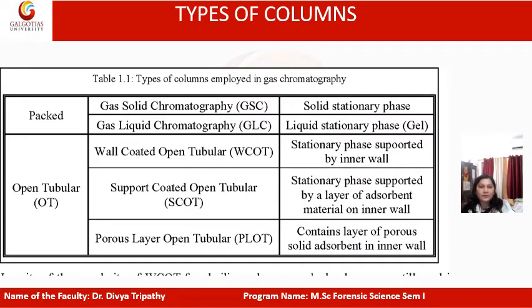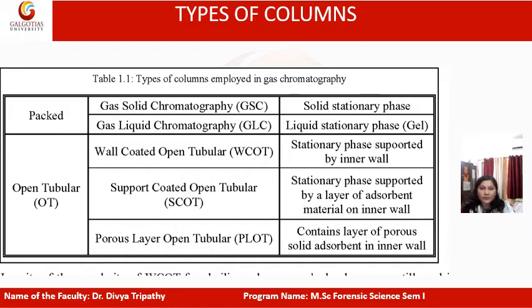The packed column may be of two types: gas solid chromatographic column and gas liquid chromatographic column. In a gas solid chromatographic column, as the name indicates, the stationary phase is a solid phase, whereas in a gas liquid chromatographic column, the stationary phase will be a liquid phase in the form of a gel. Open tubular capillary columns are of three types: wall coated open tubular column, support coated open tubular column, or porous layer open tubular column.